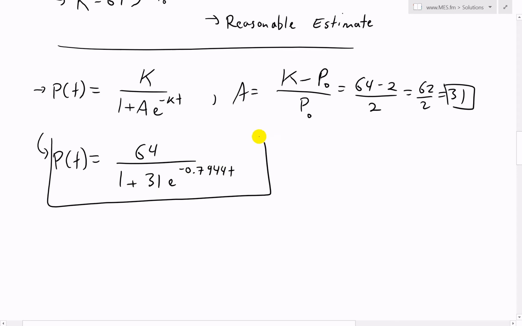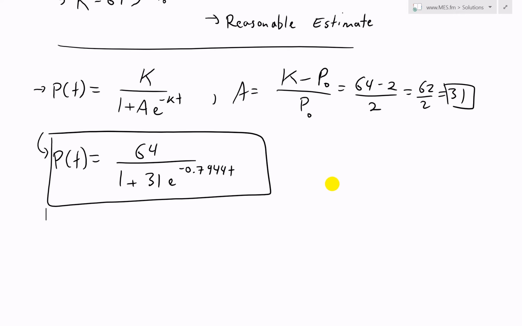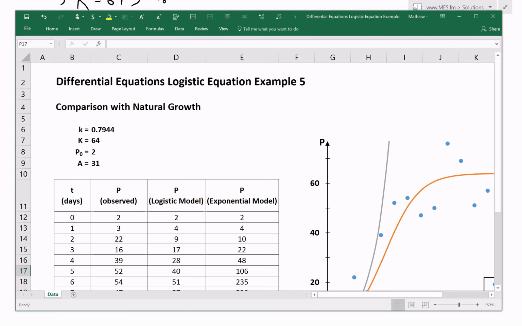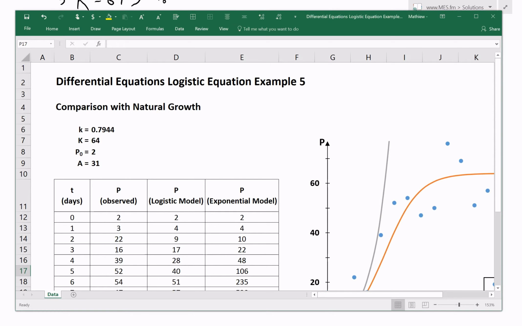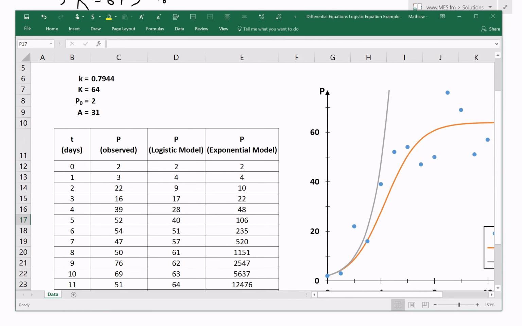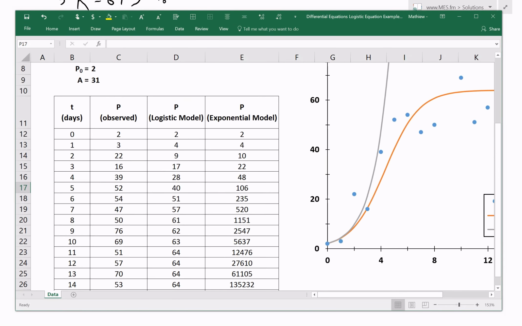And there is our logistic model. So now let's basically model these and compare it with the observed data. And that is what I've done here in this Excel sheet. You can actually download this exact Excel file in the link below. I'll put that in the description, so make sure to download that if you want to play around with this.